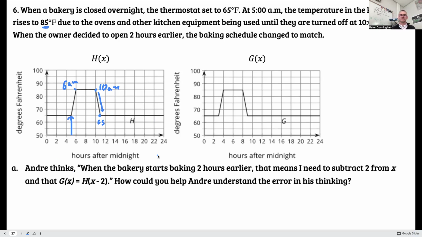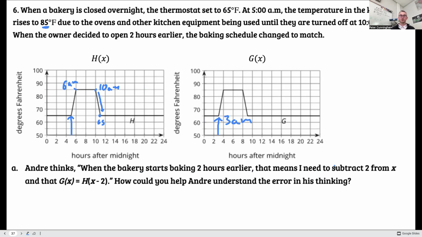Okay, Andre says the bakery starts baking 2 hours earlier. So if at first we started baking at what time? 5 a.m., right? I heard it out there. I know you can't in YouTube land. Okay, but someone said 5. What time are we baking on this second graph? What time did it start baking? 3 a.m. Okay. So Andre says the bakery started baking 2 hours earlier.